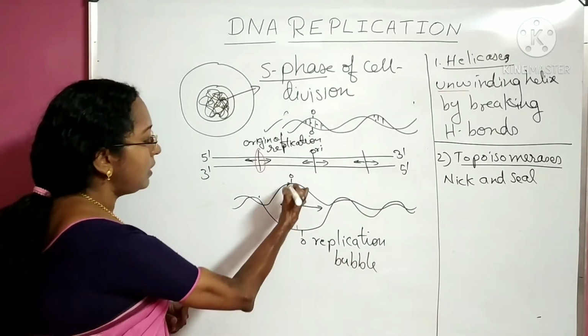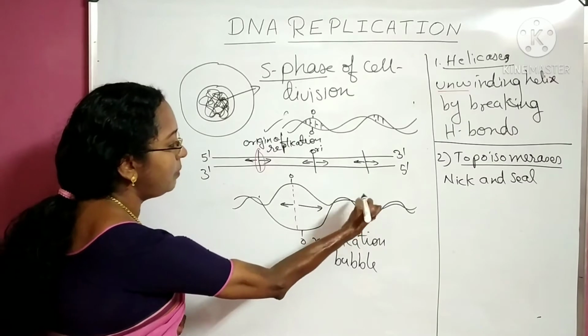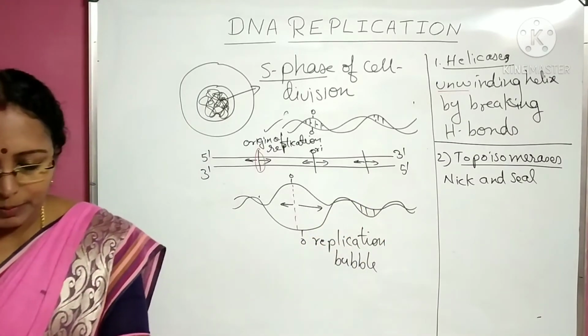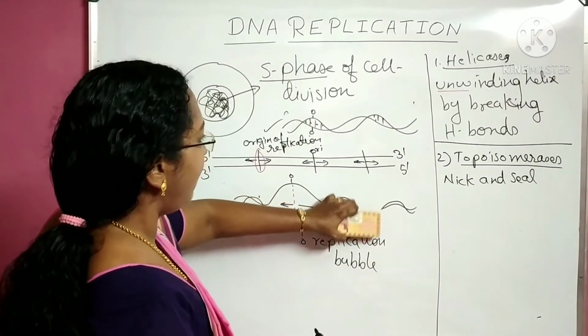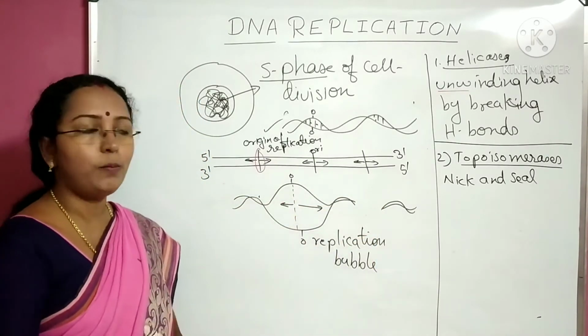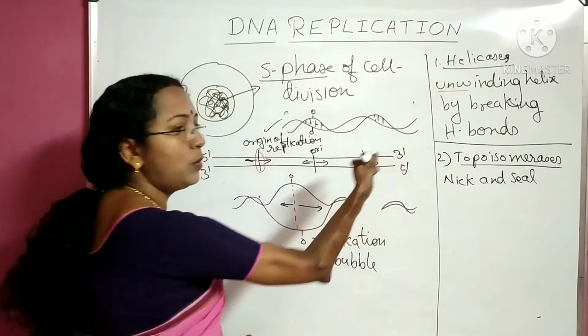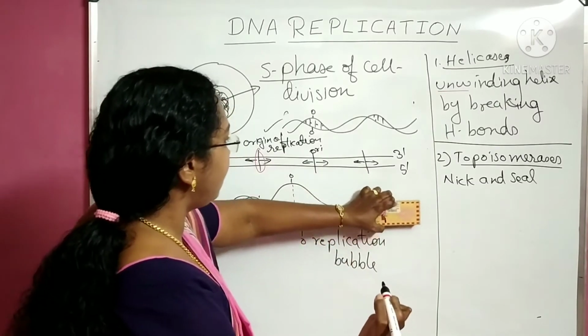So here this is the direction. Now imagine another bubble is getting formed here. Let me draw it for you to understand it in a better way. Another bubble is formed here. How is that formed? Because here also helicase has acted and it has broken the hydrogen bonds. So another bubble is getting formed there.